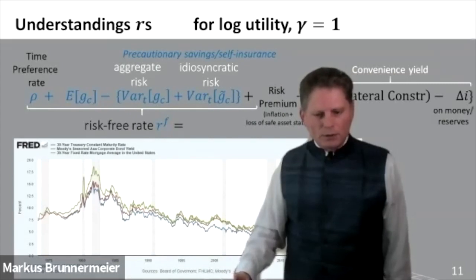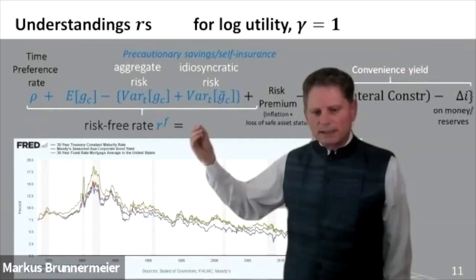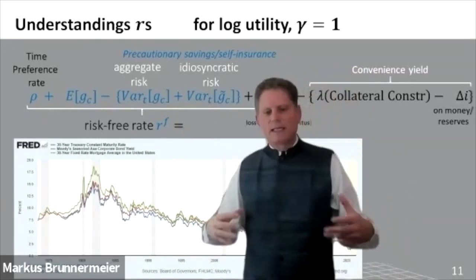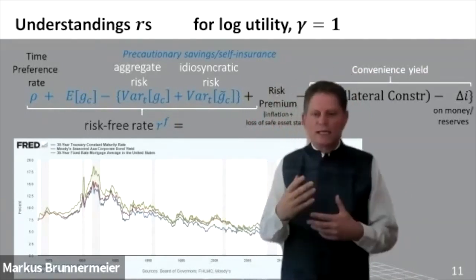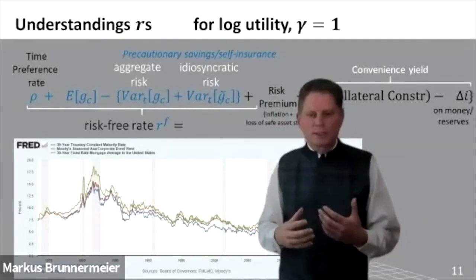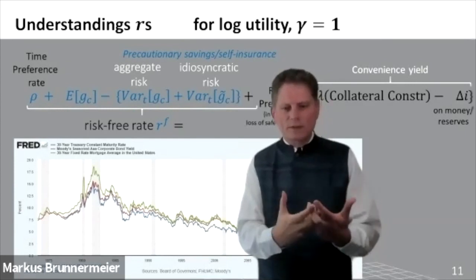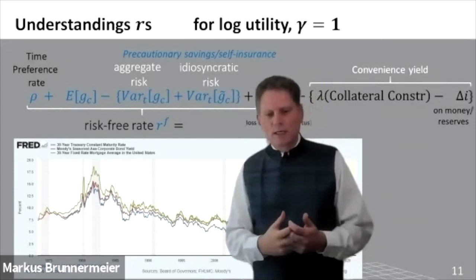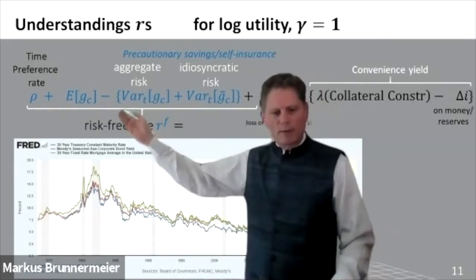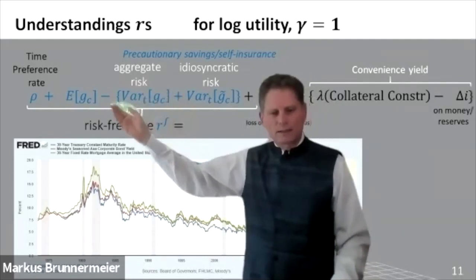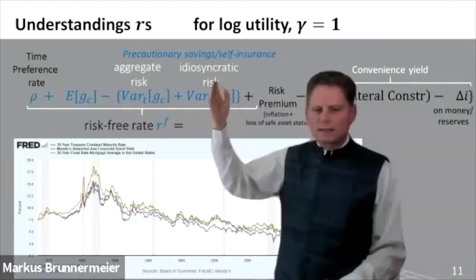Okay, so now I want to do a trick, and I want to emphasize things. The more risk there is in the economy, the more people want to save in a safe asset for precautionary reasons. So they want to hold the safe asset to have some safety buffer. It's like a self-insurance motive. And that's because they might face aggregate risk or idiosyncratic risk.